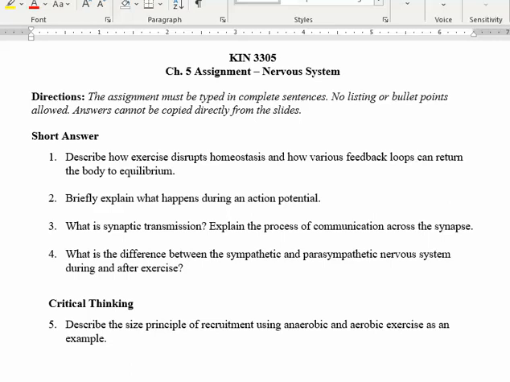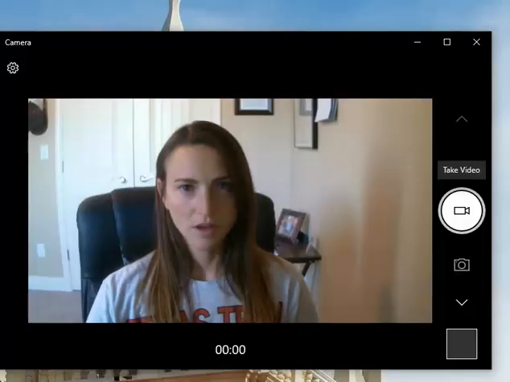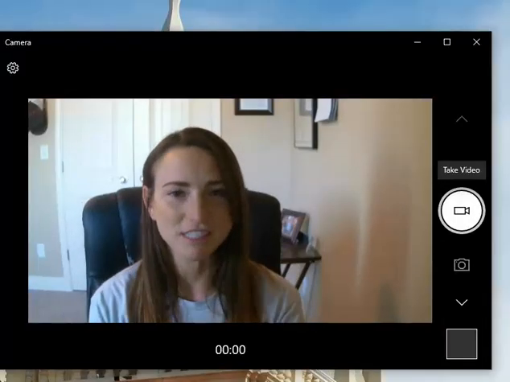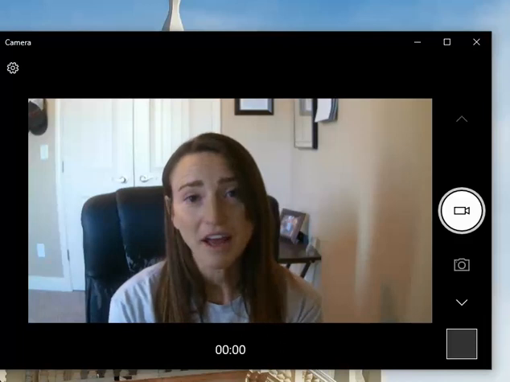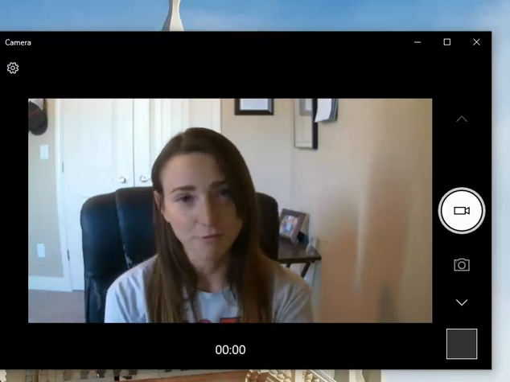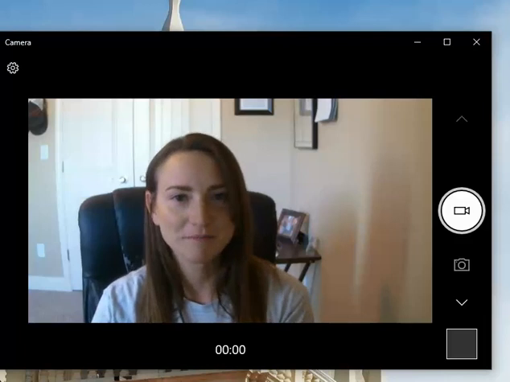And then lastly, remember, this is your critical thinking where you're really putting everything into a specific concept, example. So here we're talking about the size principle of recruitment, comparing anaerobic versus aerobic exercise. So those are your questions to just keep in mind as we go through this chapter. I think nervous system has 3 parts, so let's get started with part 1.